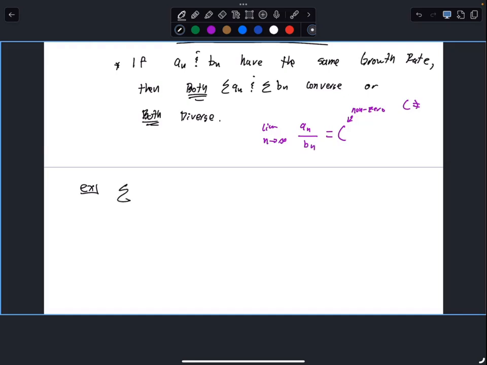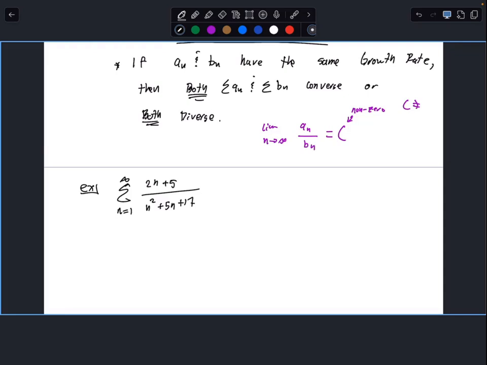We want to look at the series from n equals 1 to infinity of (2n + 5)/(n² + 5n + 17). Now, when looking at this, you're like, whoa, I don't know what to do here. The reality is you could probably integrate this. It's doable, and actually not very hard. We could use the integral test for this because the derivative of the denominator is the numerator, so it's a very clean integration.